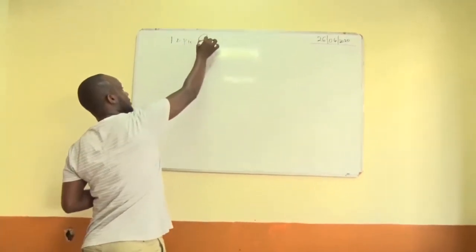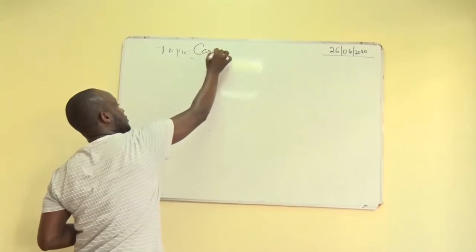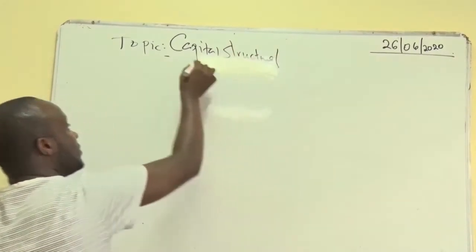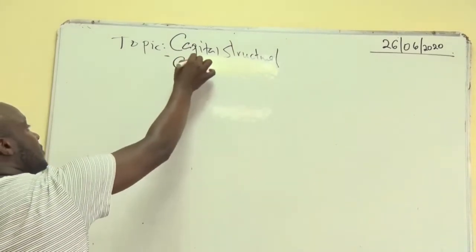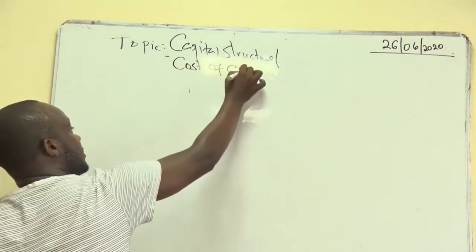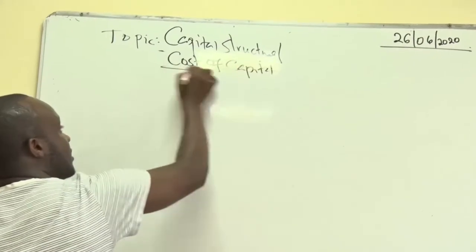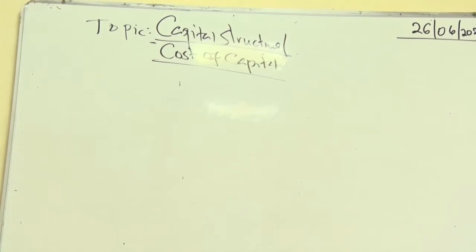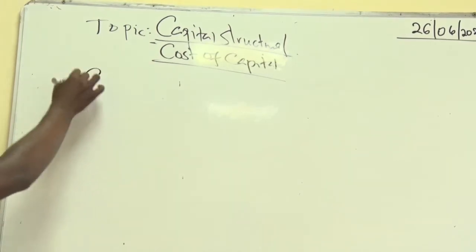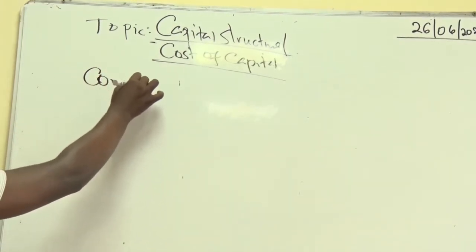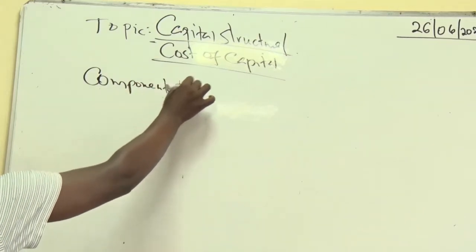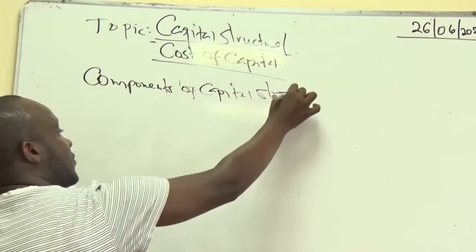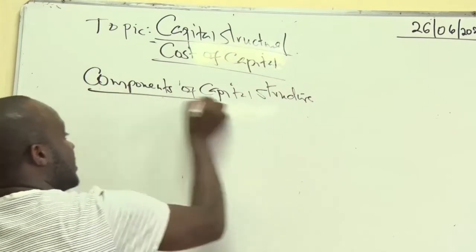So today's lesson is on capital structure. Sometimes we call it the cost of capital; the cost of capital is the same thing. The first thing, for you to tackle this topic, there are various components you need to understand. The first one, you shall look at the components of capital structure, which are just three.